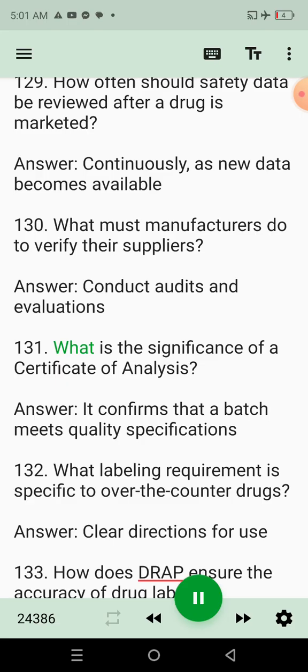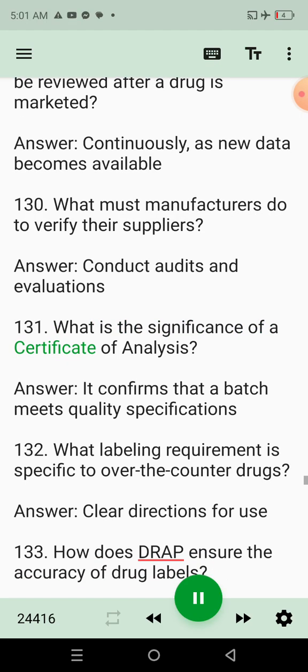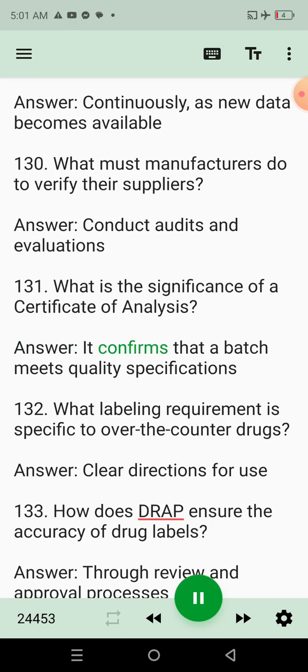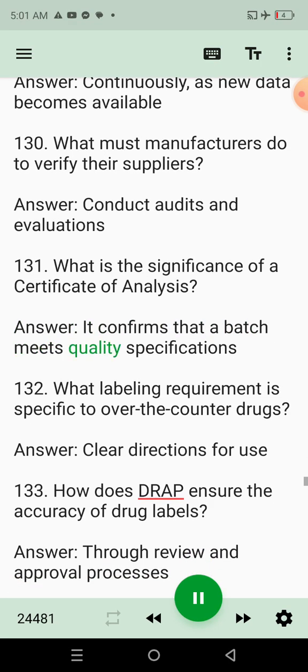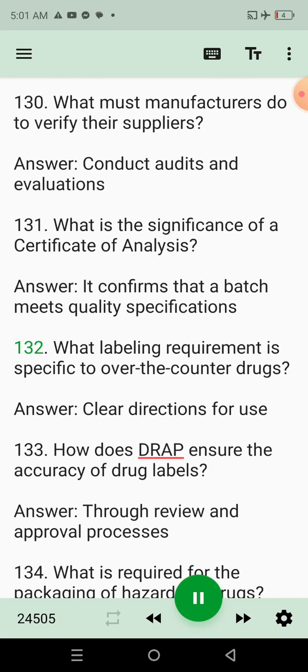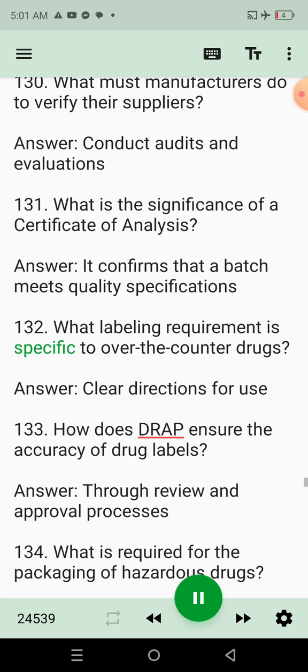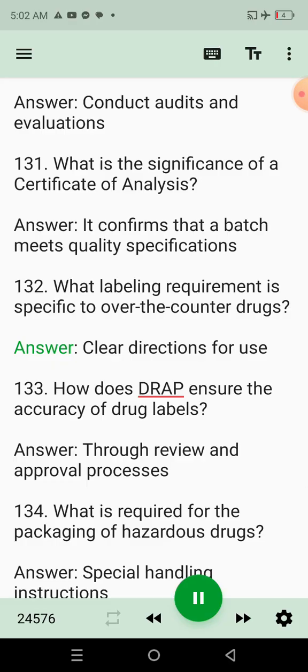131. What is the significance of a certificate of analysis? Answer: it confirms that a batch meets quality specifications. 132. What labeling requirement is specific to over-the-counter drugs? Answer: clear directions for use.